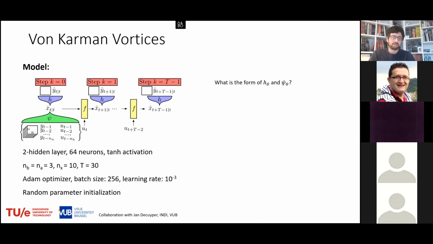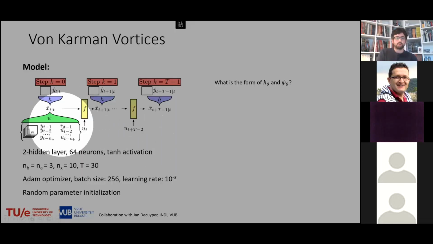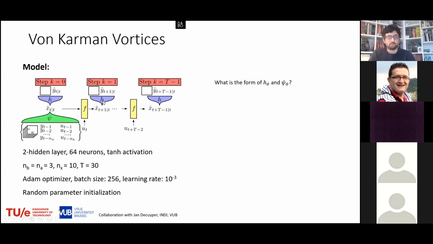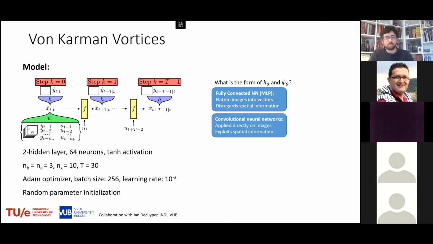And what we did is, instead of using a fully connected neural network, we pushed in also convolutional neural networks in the encoder and in the output function to make use of the spatial relations in the data. And we compared that also to a fully connected version. The model has 10 states. We used 3 past inputs and outputs in the encoder, and we predict 30 time steps ahead in the cost function.